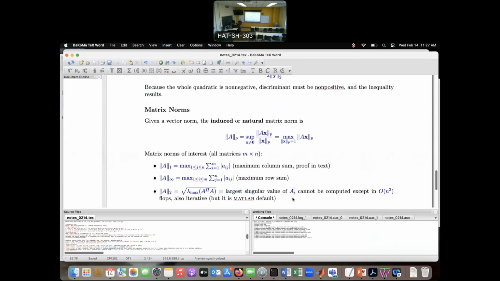I don't really talk about the singular value decomposition in this class, even though my advisor invented the algorithm for it. But it's covered in the more graduate version, 610.